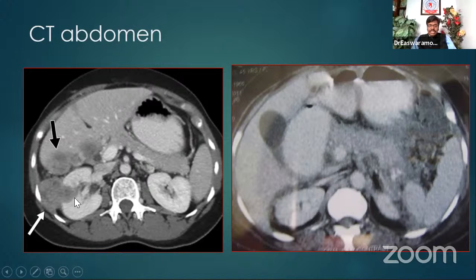Right kidney, there is a lesion going out of the kidney, infiltrating. Any infiltrative lesion like this, it is two things. One common thing is tumor. Second thing is whether it's an abscess rupture, like a perinephric abscess, possible. But here it is a tumor because in addition there are multiple liver secondaries.